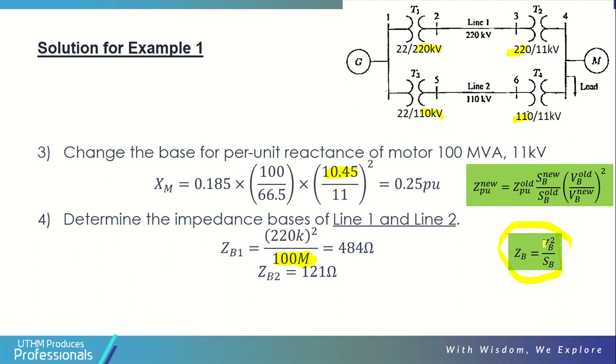Because S equals V squared over Z, so Z equals V squared over S. If you want to determine Z base, it equals V base squared over S base. In this case, V base squared equals 220 kV squared divided by S base equals 100 MVA. Similarly, Z base of line 2 equals 110 kV squared divided by 100 MVA. So you get this value. Is it clear? That is how to determine the impedance base.